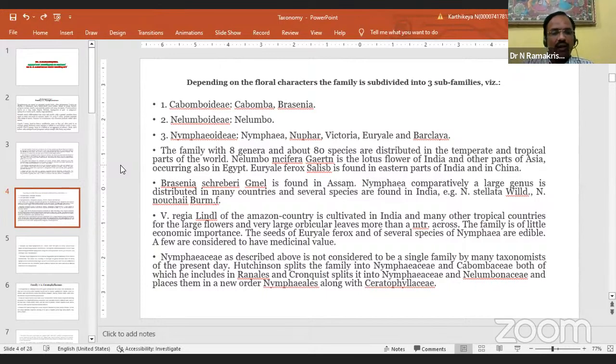So this is a little introduction about the general accounts of the orders Tubiflorae and Helobiales, and the Poaceae family. Whatever it may be, these are general structures. When we look at these plants, similar structures are there. Structurally all are the same, but a little variation is there. That's why taxonomic scientists grouped them in special sections.